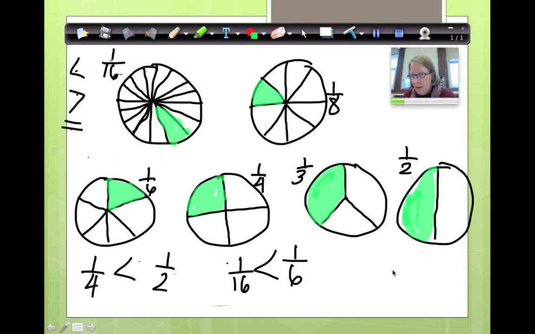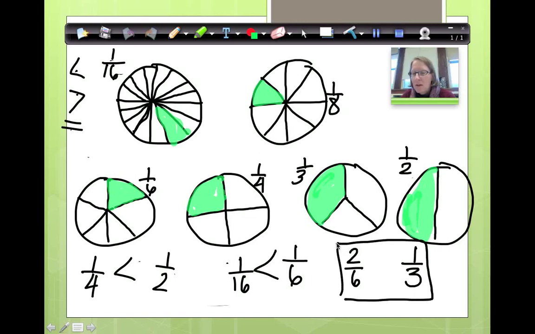What if I say 2/6 and 1/3? I'm going to put a box around it so you can see it. What goes in the middle? Ooh, now instead of being a unit fraction, I'm asking you for 2 units on this one. What do you think? What goes here?